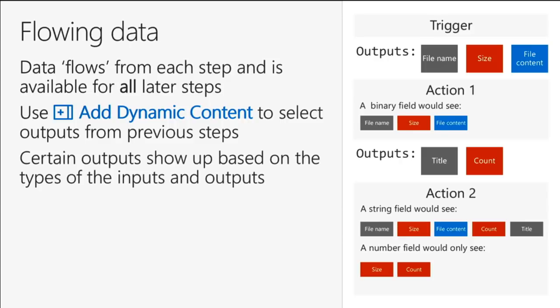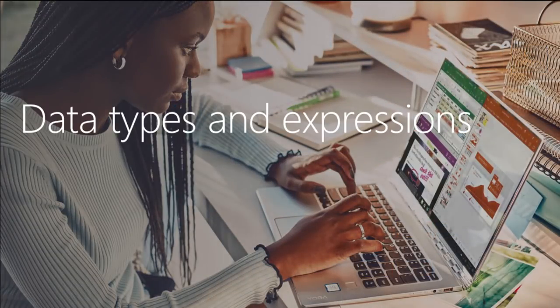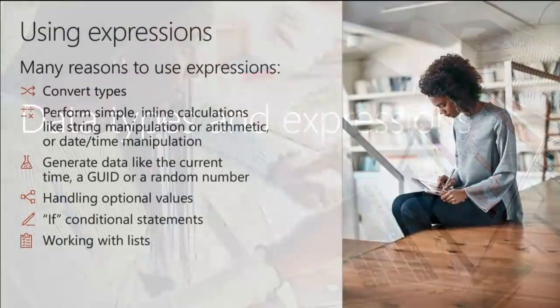But when you use dynamic content from one step, you may notice, hey, where are all the fields? I clicked on this field, and I saw a bunch of things, and I clicked on this next field, and I only saw one or two. That's because we filter to make sure that you're using the appropriate data type in a given input based on the data type of the output. So let's talk a little bit more about data types and expressions and how they work together.